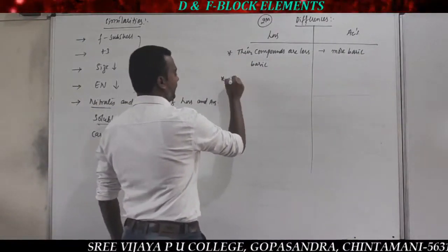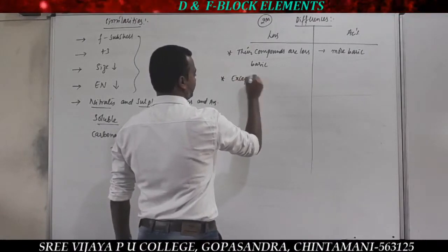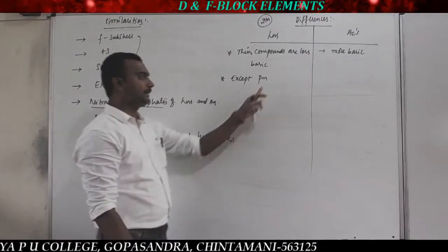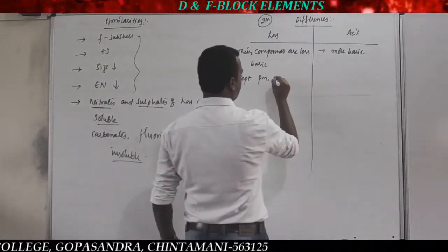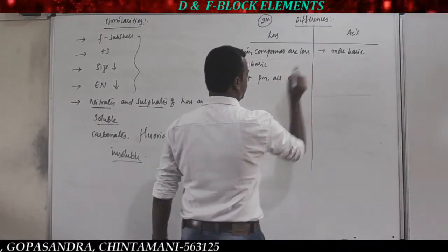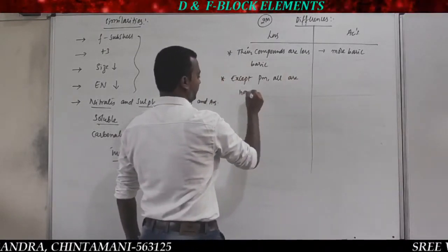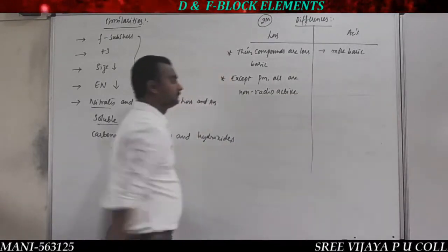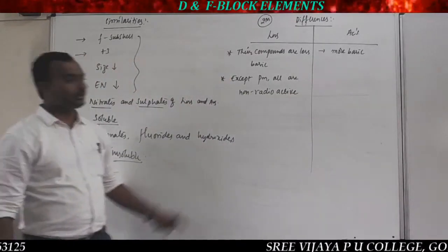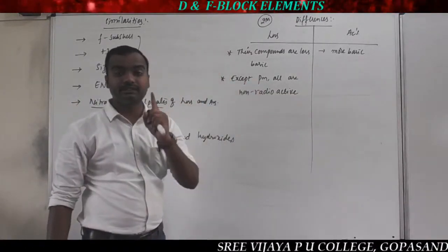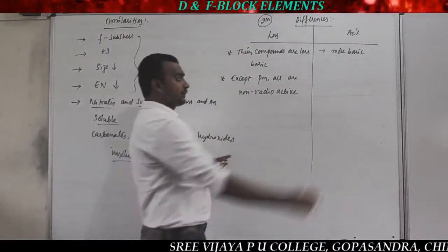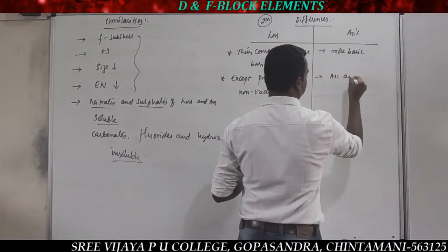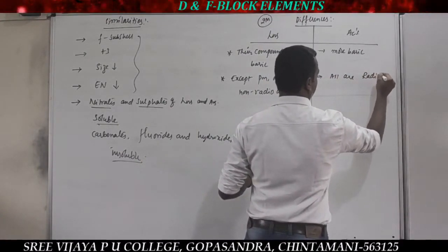Next, except promethium: remember Pm, atomic number 61, Pm is a radioactive lanthanide. All the lanthanides are non-radioactive except promethium, which is a radioactive lanthanide. In the actinides, all are radioactive.